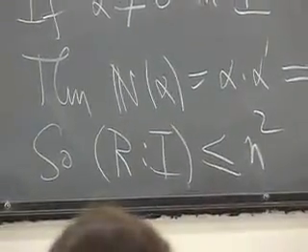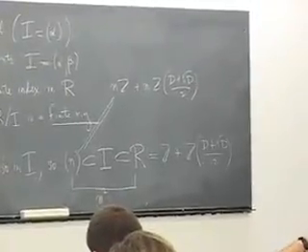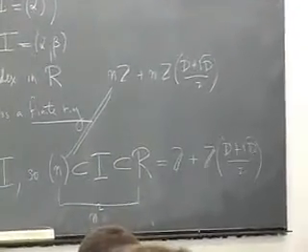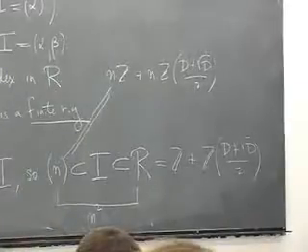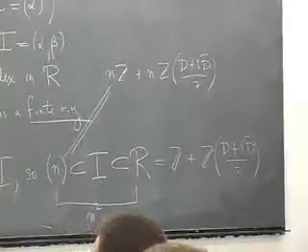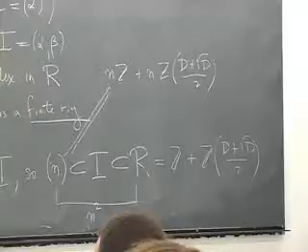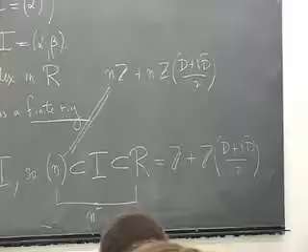Okay? Same argument we made for the Gaussian integers. So it's a finite index. Now, Artin likes to draw pictures of these, and in fact, pictures are quite useful. So we're going to draw a picture of R, and we're going to draw a picture of I.